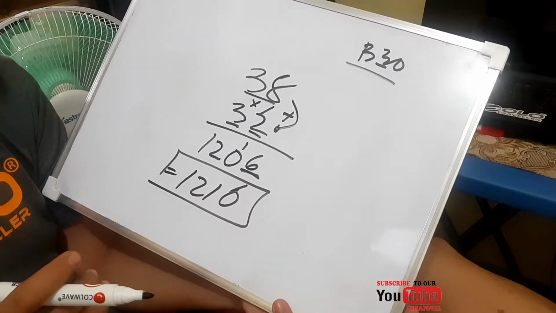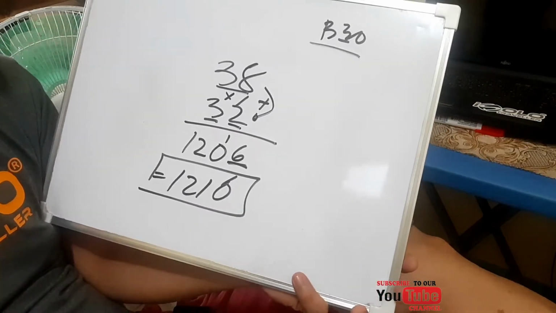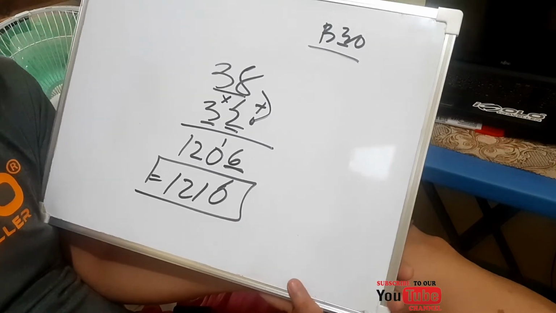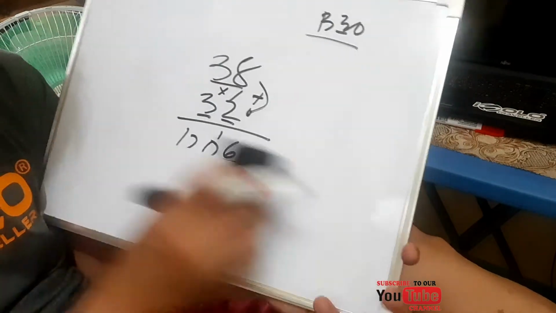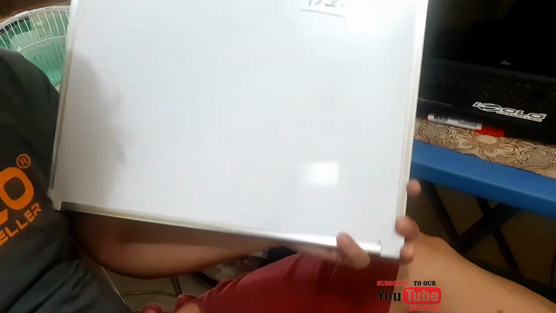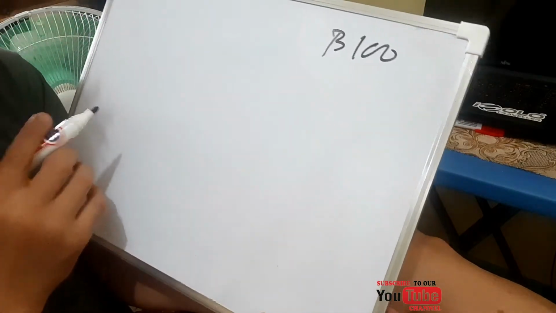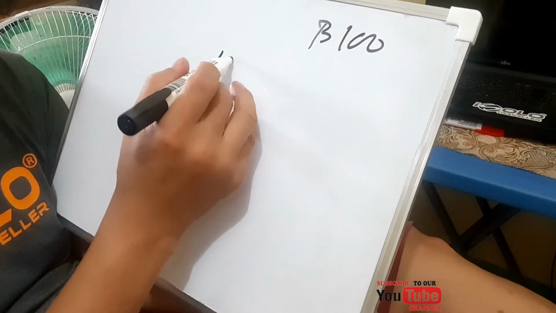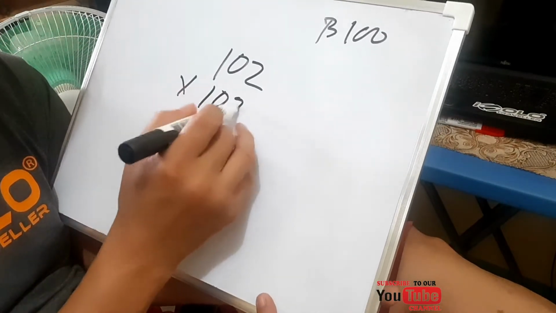This is your answer. That's pretty much it for our base 30, because as I told you earlier, you know already the method of multiplying these numbers using our base method of multiplication. So we will be heading to base 100. Okay, how fast can you multiply 102 times 103?